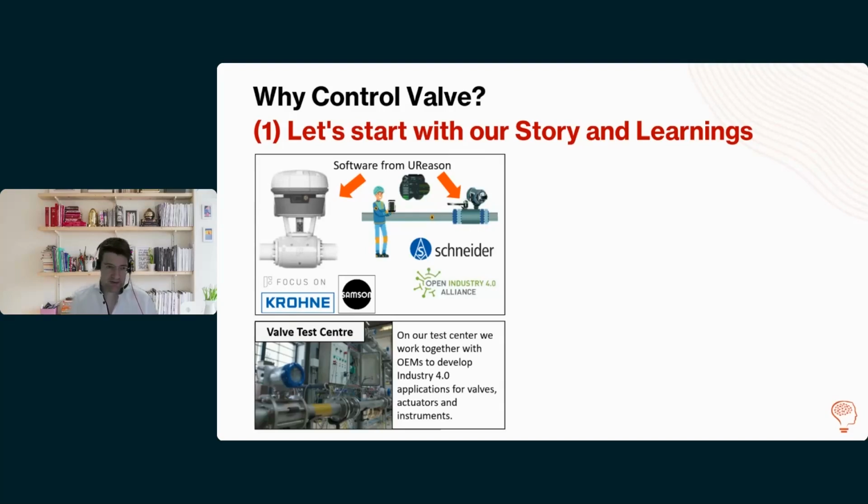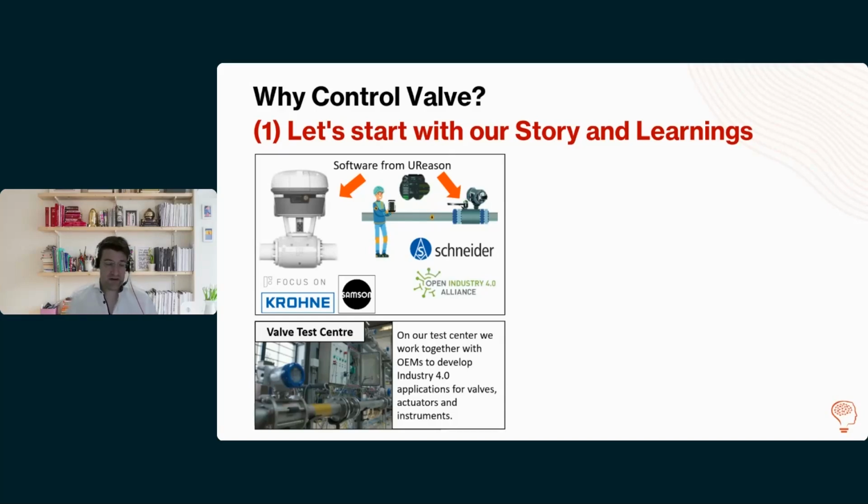We did not wake up one morning and say, hey, control valves are great, let's start with control valves. It was a gradual process driven by the unique opportunity to do a lot of different projects in the beginning, mainly with manufacturers and suppliers of valves. You see here some examples: Krone, Samsung, AS Schneider. You see here probably the most modern control valve, a focus on one valve with our software in it. Plus, we have a test center, and we work together with OEMs, suppliers and manufacturers who come to our test center, install valves and actuators, and run tests to develop tools and algorithms for Industry 4.0.